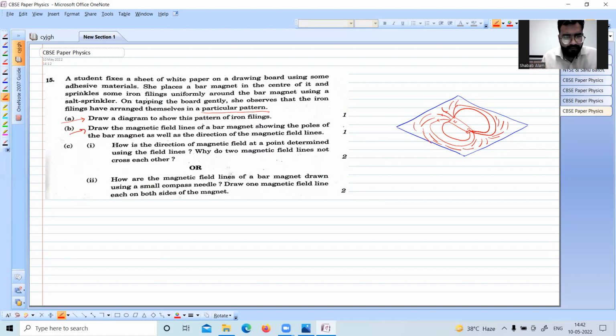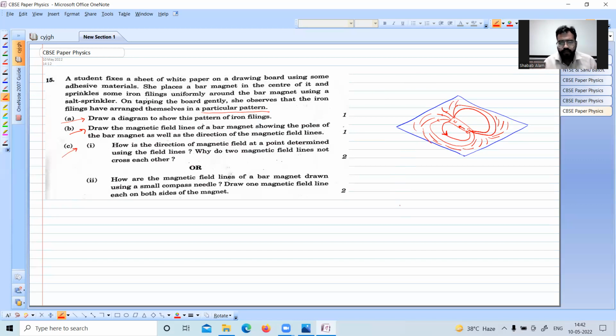Draw the magnetic field line of a bar magnet showing the poles of the bar magnet as well as the direction of the magnetic field line. I already drew the direction as well. From the north to south, it moves outside the bar magnet, and inside it moves from south to north. The field lines I'm talking about. Okay, the directions. Now part C says, how is the direction of magnetic field line at a point determined using the field lines? Why do two magnetic field lines not cross each other? The first part I already answered.